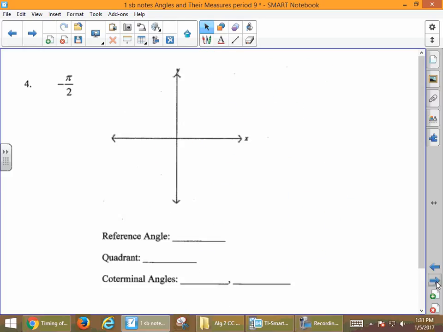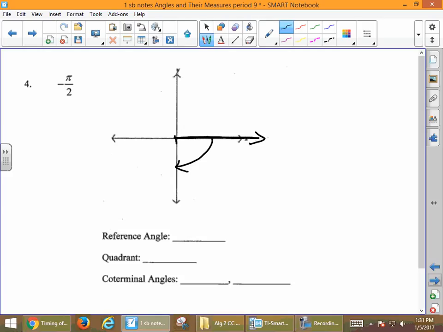So lastly here, we have negative pi over 2. Remember that negative tells us the direction that we're going to go on our graph. So in this case, what's going to happen is we're going to go clockwise. So we're going to go this way. And here's our initial side. But here's our terminal side. And what we see once again is that we have another quadrantal. And consequently, we do not have a reference angle.